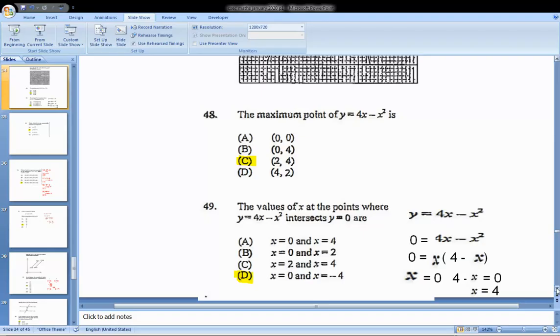4 minus x is equal to 0. So negative x is equal to 0 minus 4. So x is equal to 0 and x is equal to 4. So this answer here is incorrect, friends. It should actually be A. x is equal to 0 and x is equal to 4.